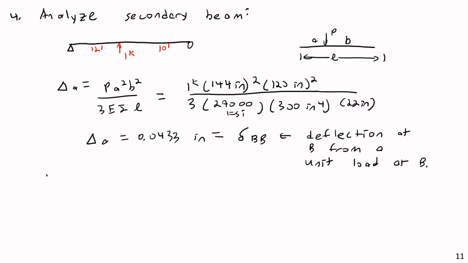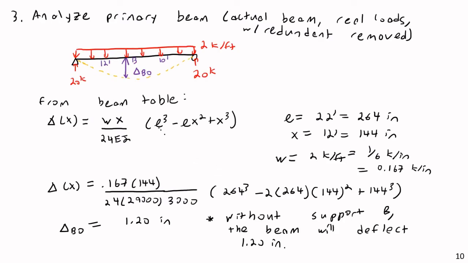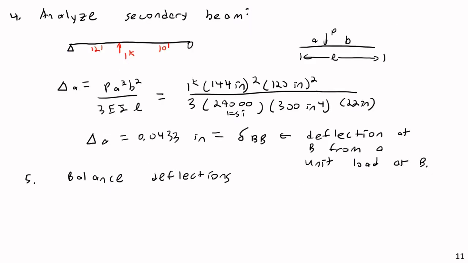So the next step, step 5, will be to balance the deflections. So what do I know so far? Well, I know a few things. I know that without that middle support at B, this thing is going to bend down 1.2 inches. I also know that if I apply a 1 kip load upward at B, it's going to cause it to move upward 0.043 inches.